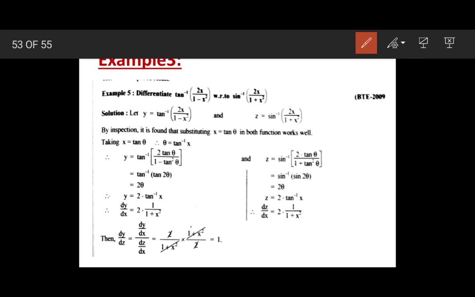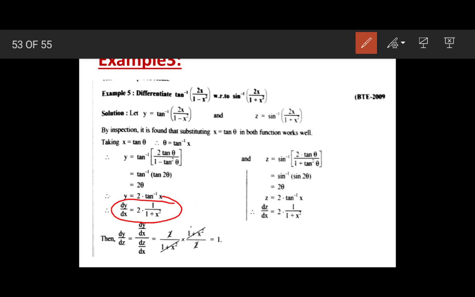So finally what am I getting? Tan inverse tan 2 theta. So tan inverse and tan cancel out and we get 2 theta. But theta is tan inverse x, so we get 2 into tan inverse x. Now we differentiate y with respect to x. So dy upon dx is equal to 2 into the derivative of tan inverse x, which is 1 upon 1 plus x square. So finally we get dy upon dx as 2 into 1 upon 1 plus x square.